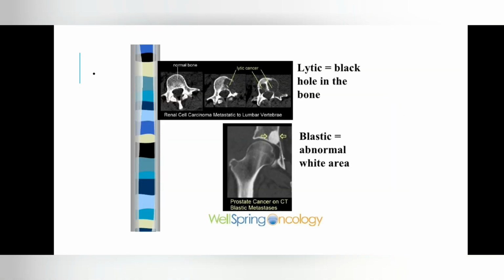In this picture, we can see that lytic lesions are shown in radiographic images by a black hole in the bone, while blastic lesions are shown as an abnormal white area. Here in this picture, we can see a normal one, and these two pictures show the metastatic involvement of the vertebra, renal cell carcinoma metastasis to the lumbar vertebra. And here are lytic lesions as shown by the black hole in the bone. And here there is a blastic lesion, that is an abnormal white area, which is seen in prostate cancer on CT.